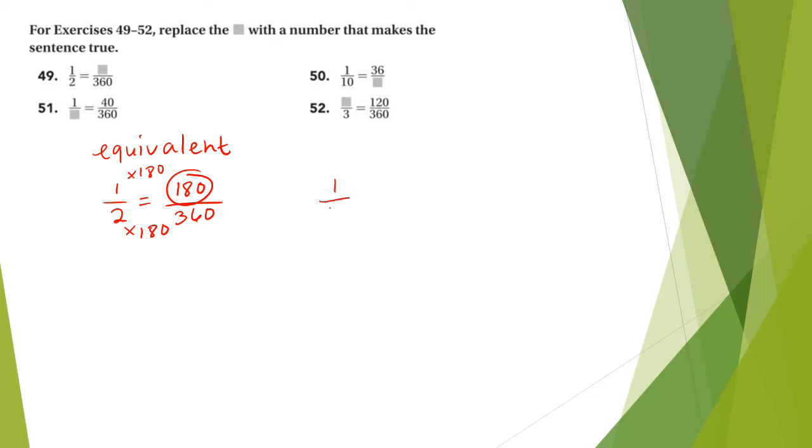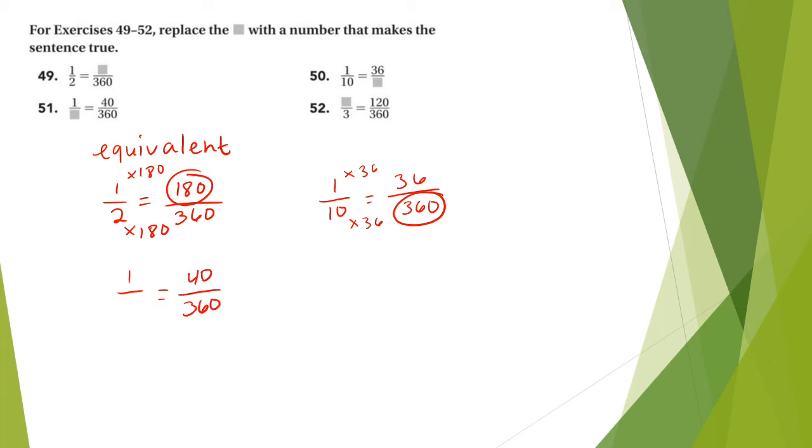Next, I'm given 1/10 equals 36 over something else. And so again, using a similar strategy, multiplying the top, 1 times 36 makes 36. 10 times 36 makes 360. And so that's my missing piece on the bottom. And again, you can also think about how I could reduce or simplify 36 over 360 and get back to 1/10.